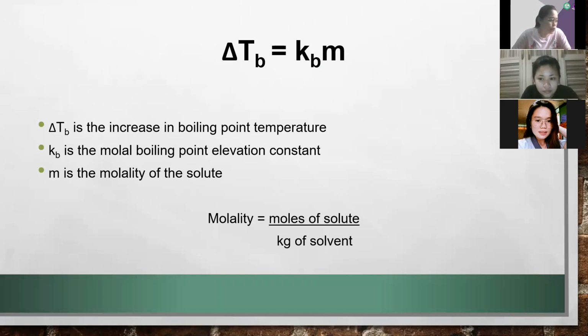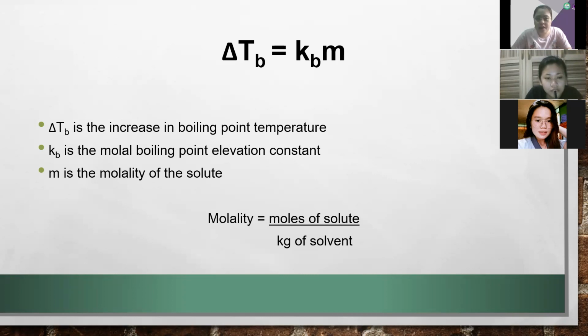Again, this is a colligative property, dependent on the amount of solute. If you are going to add more solute to the solution, then there will be an elevation, an increase from the original boiling point of the solvent. And we are going to use these formulas. We have many formulas for this one. Our main formula for the computation of the change in the boiling point temperature is this one: change in the boiling point temperature is equal to kBm.